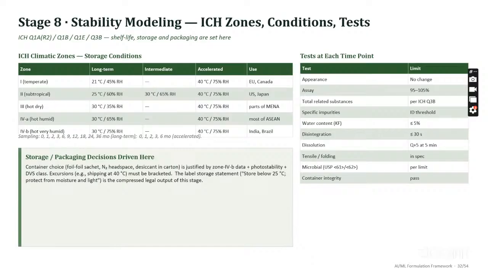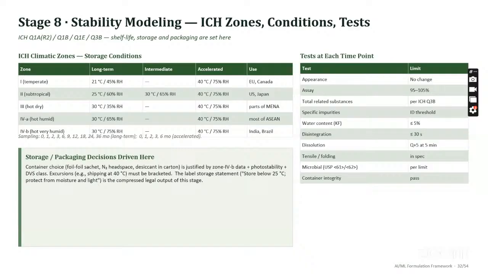India and Brazil. So the sampling points are 0, 1, 2, 3, 6, 9, 12. These are the months: 1 month, 2 months, 3 months, 12 months, 18 months, 24 months, 36 months. Accelerated will be 0, 1 month, 2 months, 3 months, 6 months. So under these different conditions, you should evaluate the stability of the product. Clear?